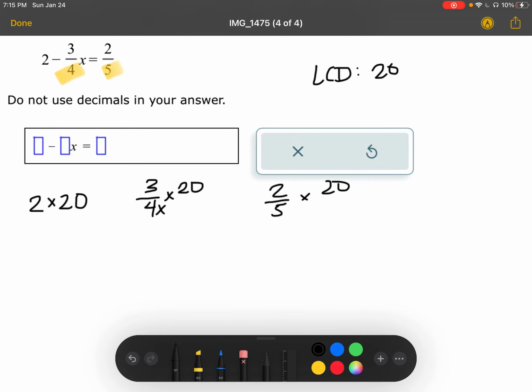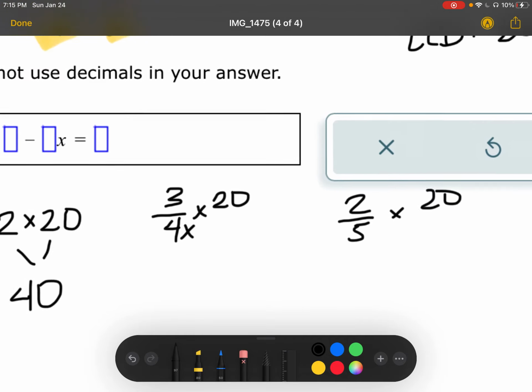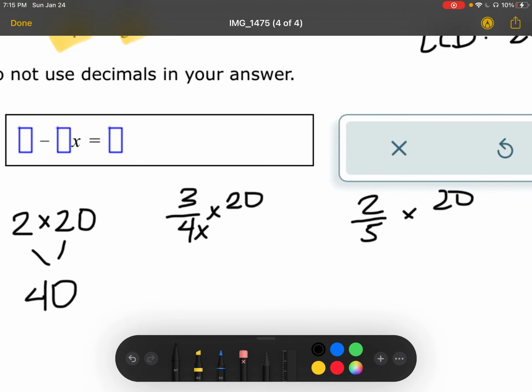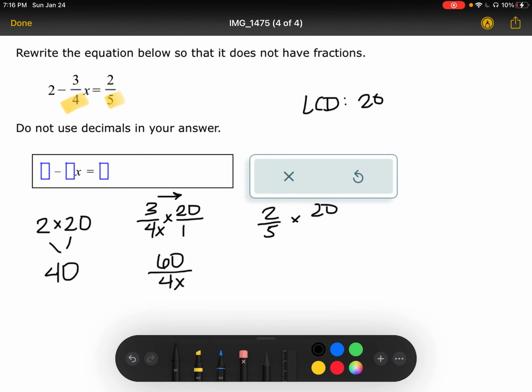So anyway, 2 times 20 is 40. And then I have 3/4 x times 20. Now, remember that I can write 20 as a fraction, so that's 20 over 1. 20 and 20 over 1 are the same thing. Then I'm going to multiply across from left to right. So that would be 3 times 20, which equals 60 over 4x. And over here, I would do the same thing, 2 times 20 over 1, which would be 40 over 5.